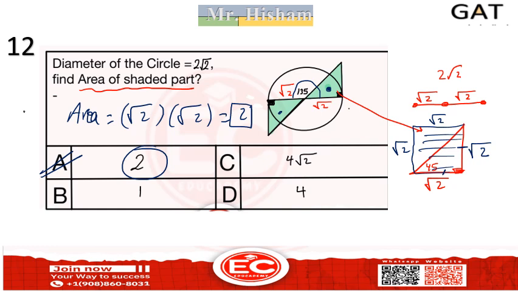Should it be 4 because there are two triangles?